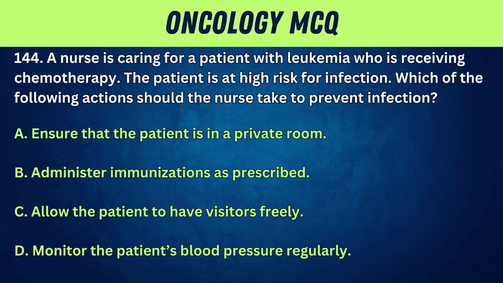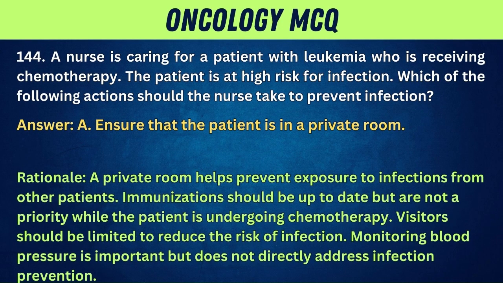144. A nurse is caring for a patient with leukemia who is receiving chemotherapy. The patient is at high risk for infection. Which of the following actions should the nurse take to prevent infection? A. Ensure that the patient is in a private room. B. Administer immunizations as prescribed. C. Allow the patient to have visitors freely. D. Monitor the patient's blood pressure regularly. Answer: A. Ensure that the patient is in a private room.